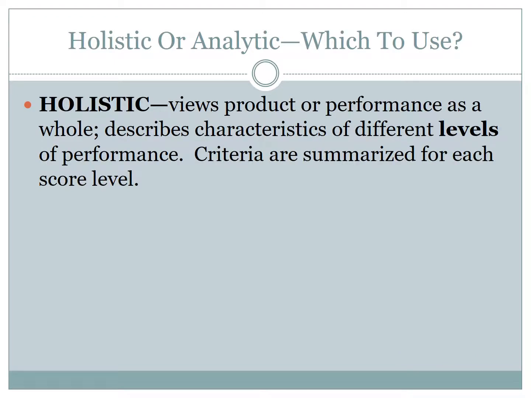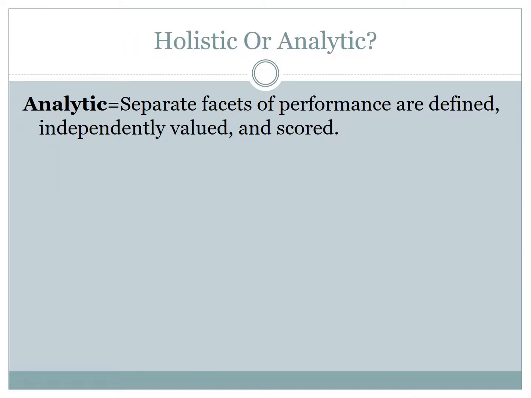You'll recall from previous weeks that we've talked about holistic and analytic rubrics. Holistic rubrics view the product or performance as a whole, and they describe characteristics of different levels of performance. Criteria are summarized for each score level. Whereas with analytic, you break those characteristics out onto their own rows, independently value them and score them.